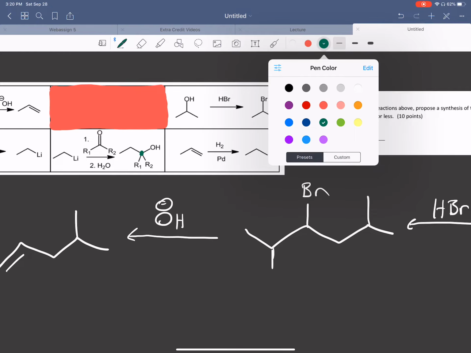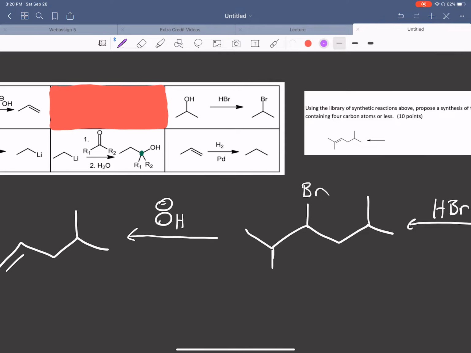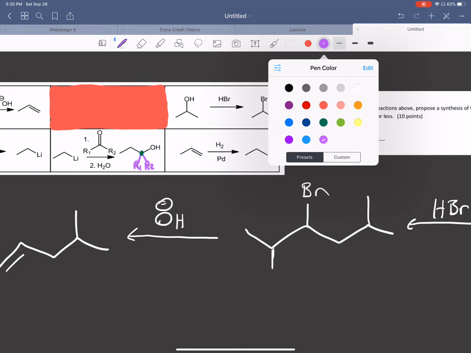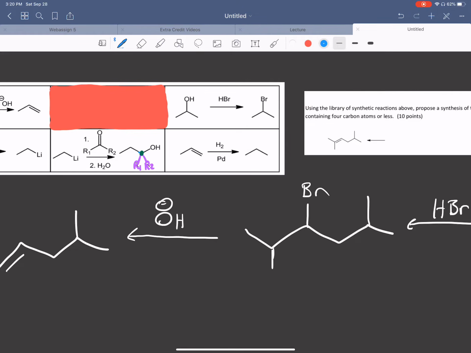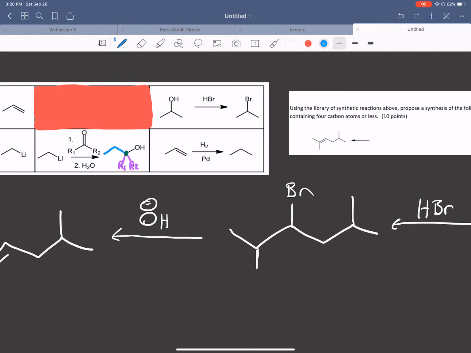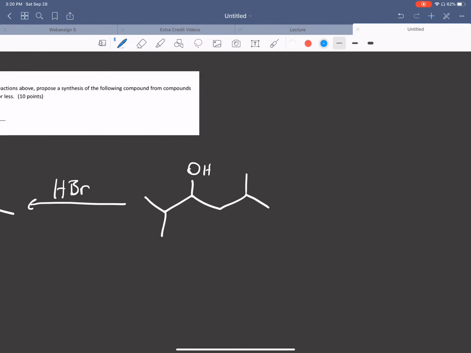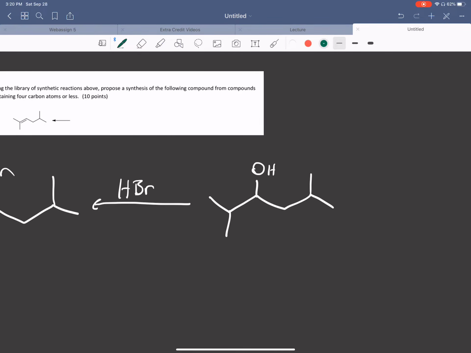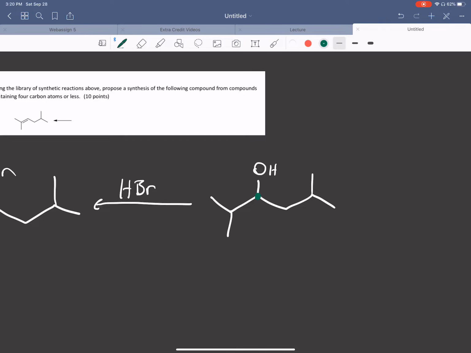We have two R groups. The R groups can be hydrogens or carbons. Doesn't matter. So I'll just color those in purple. Okay. And we have the rest of our chain. So I'm just going to color that in blue. And let's do the same with what we have here. So the carbon that has our OH is going to be green. So let's color that green. And let me pick a lighter shade so we can see it better.